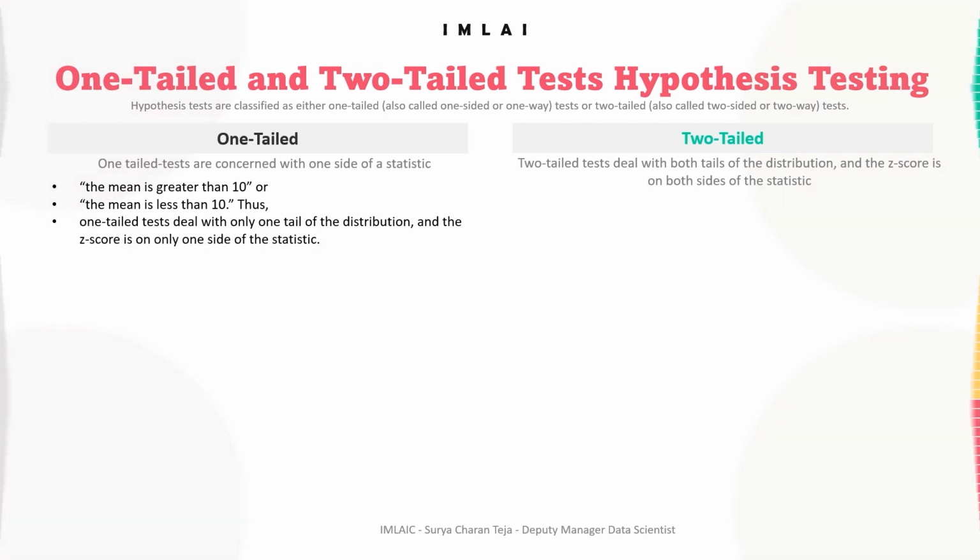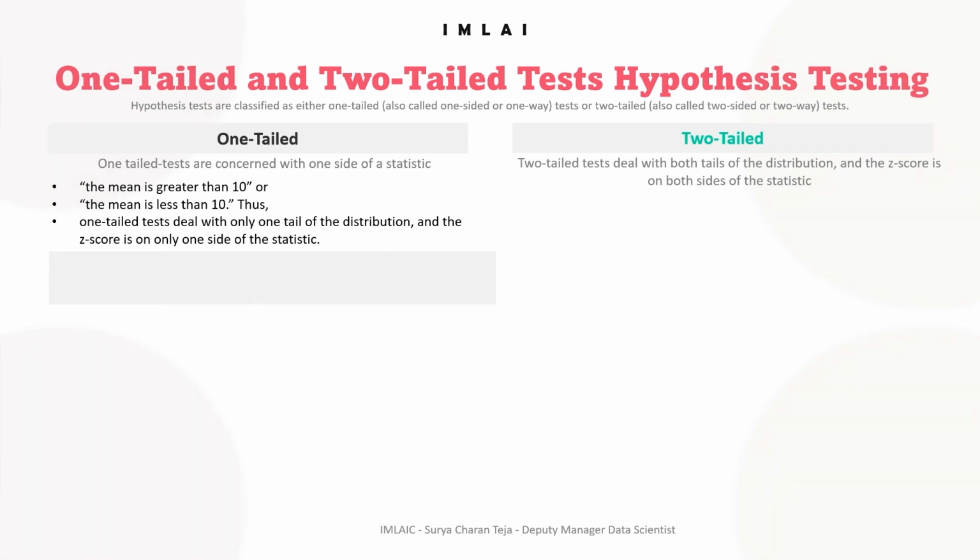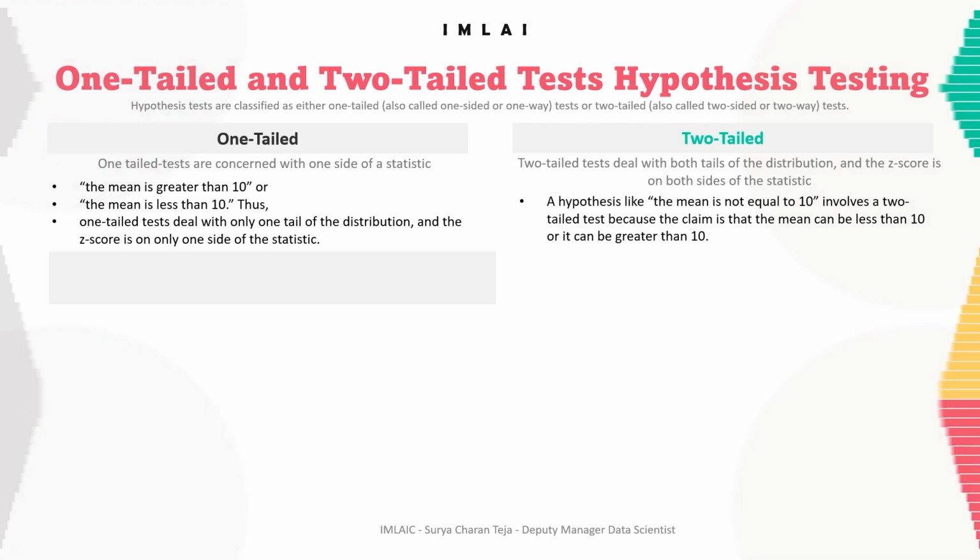On the other side, a two-tailed test deals with both tails of the distribution, and the z-score is on both sides of the statistic. For example, a hypothesis like the mean is not equal to 10 involves a two-tailed test, because the claim is that the mean can be less than 10 or it can be greater than 10.